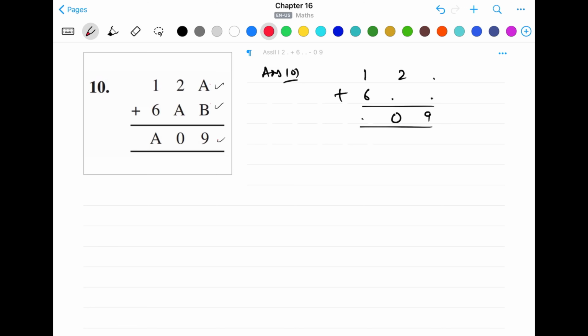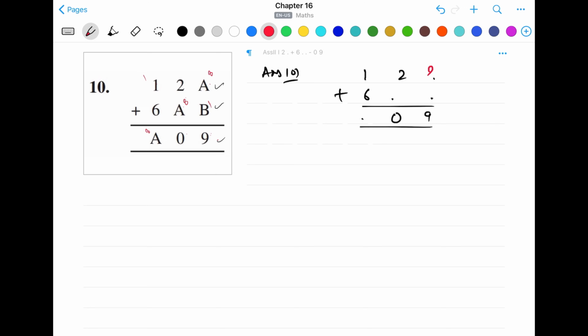Okay, so let's take this a to be 8, then b has to be 1. So 8 plus 1 is 9. Okay, since we have taken a as 8, so we'll write 8 here. So this 8 plus 1 is 9, so we are not getting any carry. This 2 plus 8 is 10, so we're getting 0 here, carry will be 1. So this 1 plus 6 is 7 plus 8. Okay, so this is satisfying our result.